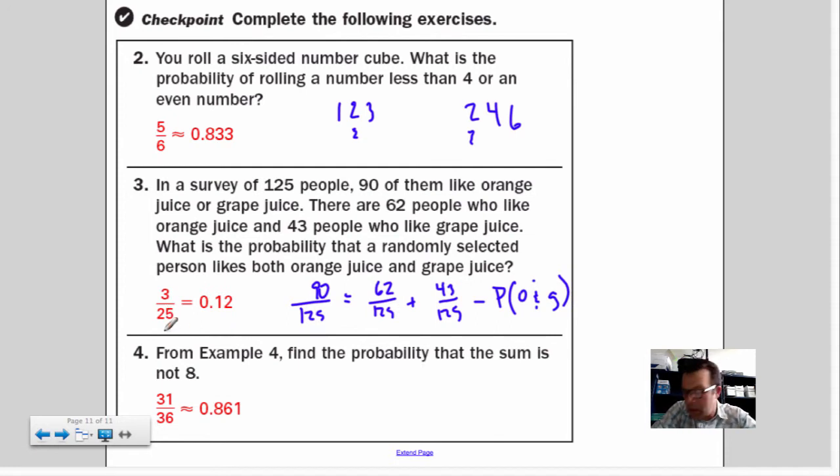And then this one, subtract. I basically took 1. The total's not 8. There are 5 ways you can get 8 out of 36, so I use this formula.